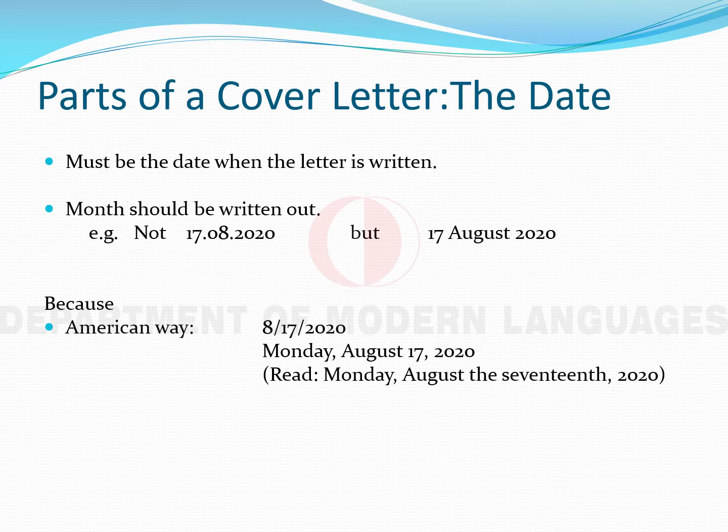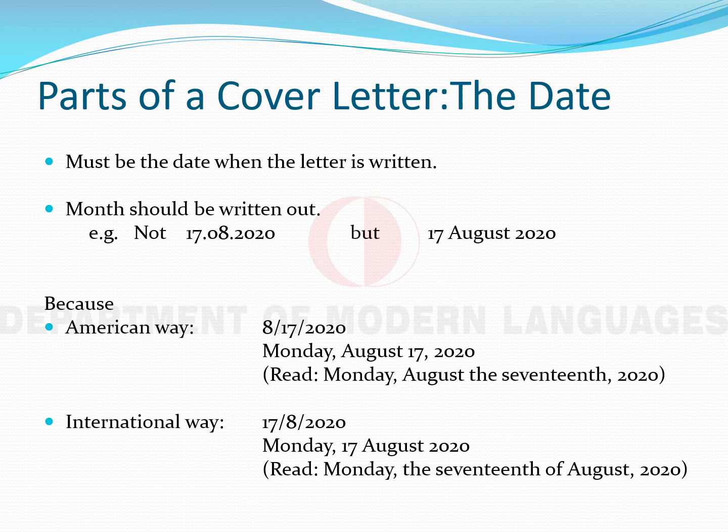This is because in America, the month is written first and then the day. So the same date, for example, would be written as Monday, August the 17th, 2020 by Americans. As you see, the month comes first. In contrast, in other countries, the day is written first and then the month. Monday, the 17th of August, 2020. So, in order to avoid misunderstandings, it is best to write the name of the month clearly in letters. Let's see two examples now.